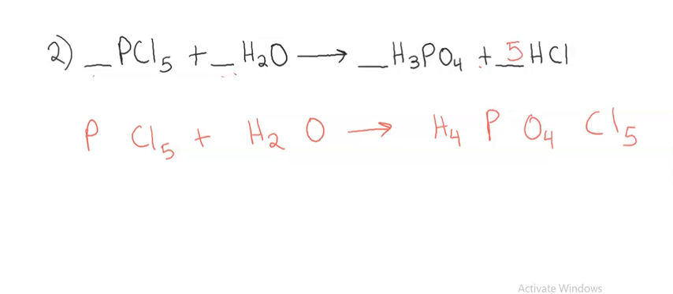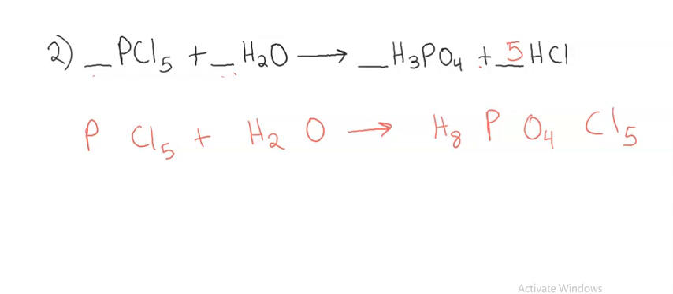So this turns it to 5, but this also makes it 5 extra hydrogen over here. So 5 plus 3, that is 8. So that's going to give us 8 hydrogens now. I'm changing that from 5 to 8. So now the chlorines are balanced, but the oxygen and the hydrogen aren't yet.